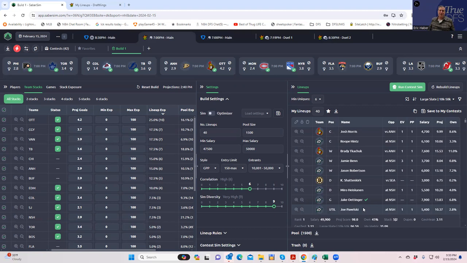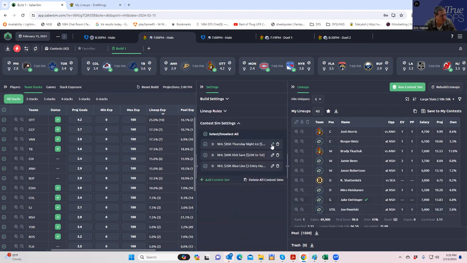So the real question, this is the $60 million question, maybe more than that, the $600 million question, is what field of lineups do we want to compare our lineups to? Like how do you want to sim this contest? You have to establish some field of lineups to at least start with. And there's a couple of ways you can do it.